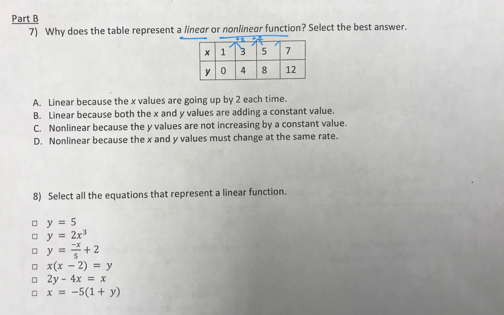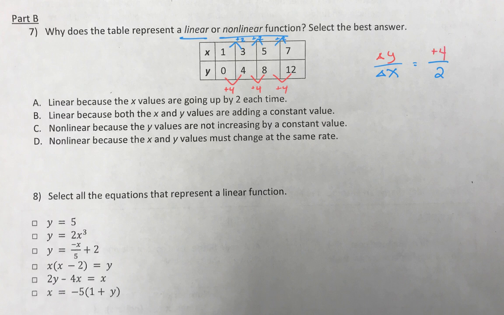Adding 2, adding 2. So my change in x, that little triangle means change, my change in x is I'm adding 2 each time. All right, my change in y, I'm adding 4 from 0 to 4. From 4 to 8, I'm adding 4 more, and from 8 to 12, I'm adding 4 more. So my change in y, I'm adding 4 each time.